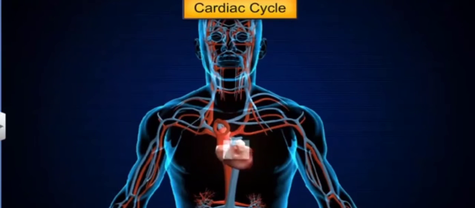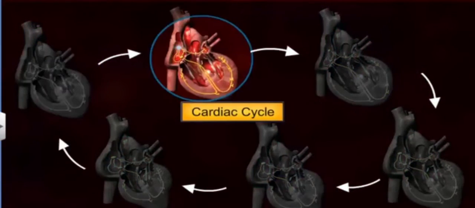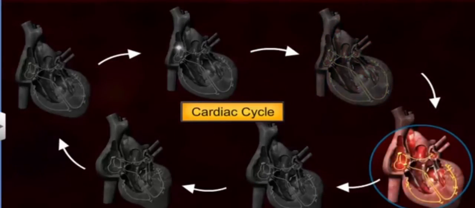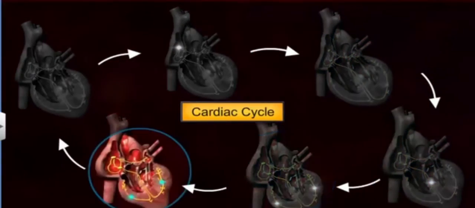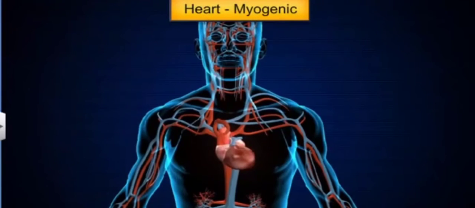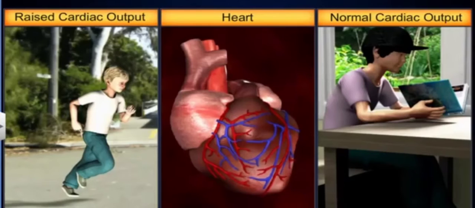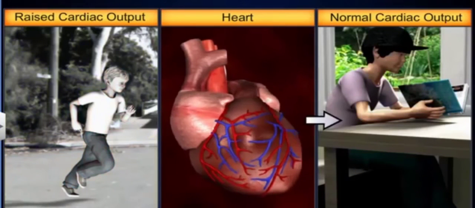The cardiac cycle involves systole and diastole, which is carried out automatically by the nodal tissues of the heart. Hence, we can say that the heart is myogenic, which means originating in the muscles. Our body has the capacity to increase or decrease cardiac output whenever required.